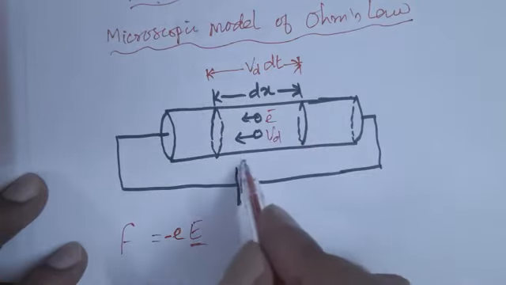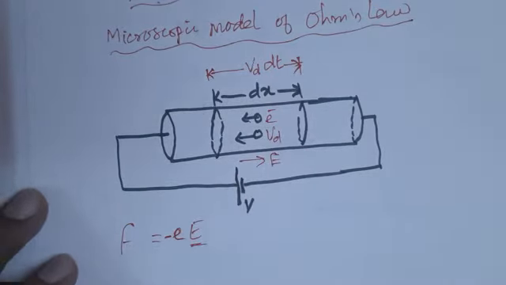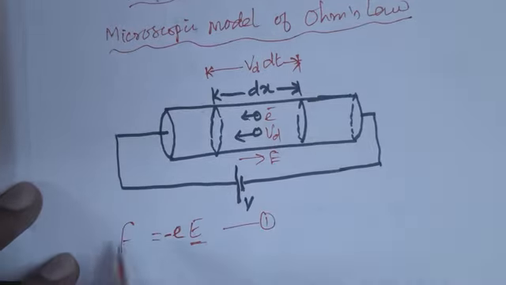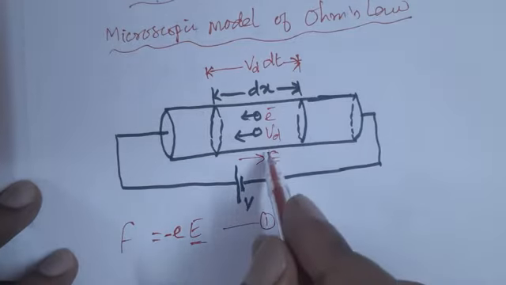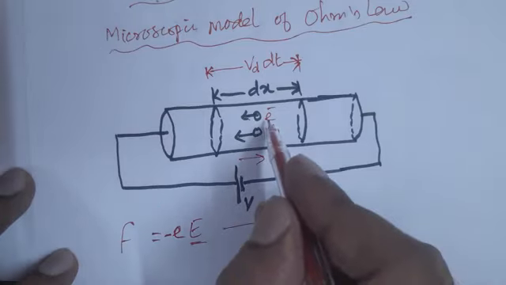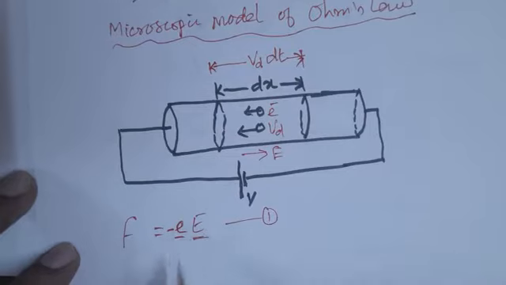So the electric field is present inside the conductor. Let us take it as equation number 1. So the force experienced by the electron when the potential difference is applied: due to the field created here, the electron acquires some force, or is pushed with some force. That force is F equal to minus e into E, because we are dealing with electrons, which are negatively charged.